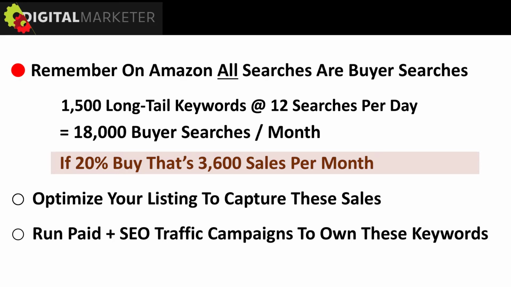There's 57 million people a month coming to Amazon. We're only trying to get the people who are looking for the green gremlin air freshener Superman limited edition thing that hangs from the mirror, right? But those people are there. So optimize your listing to capture these sales too. Look at the long tail. And then run paid and SEO traffic campaigns so that you can own these keywords.